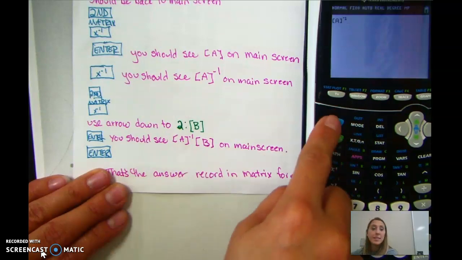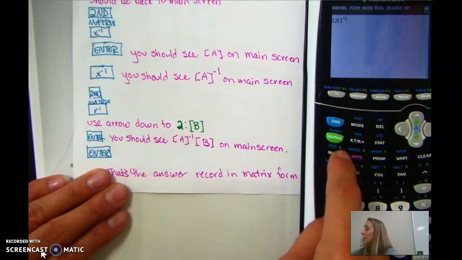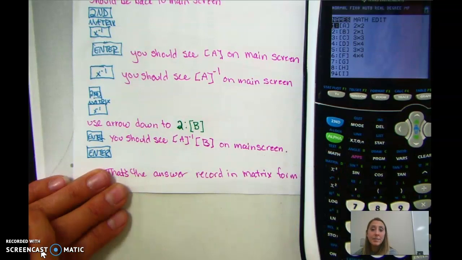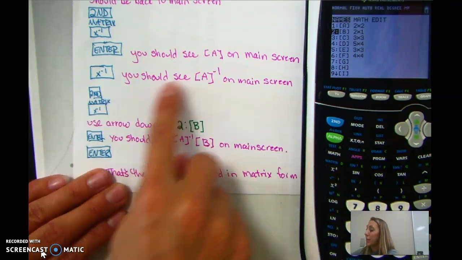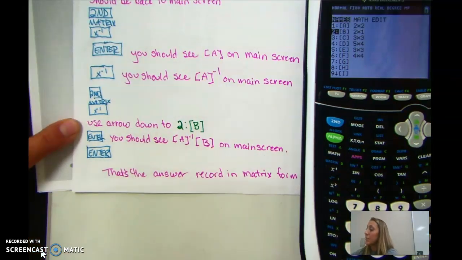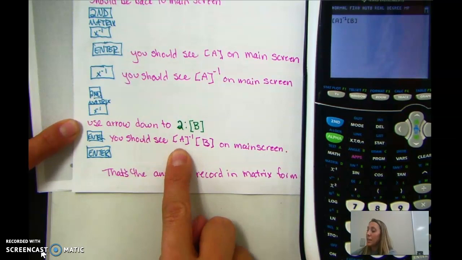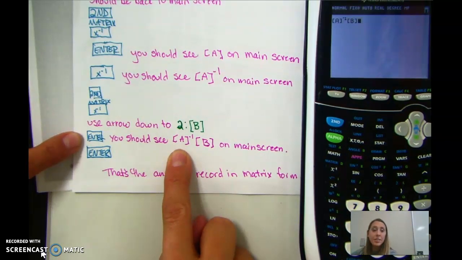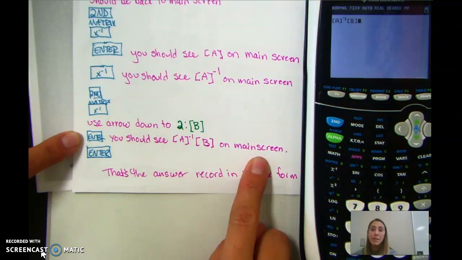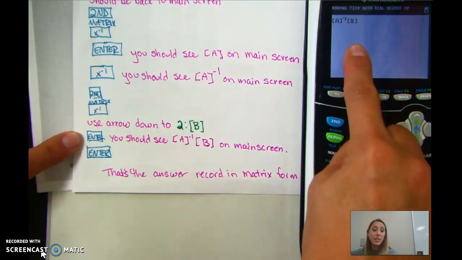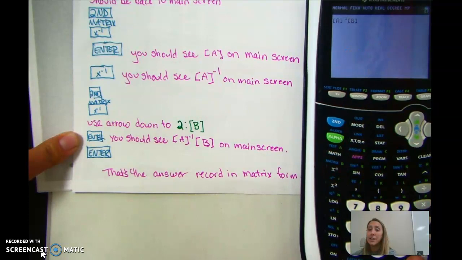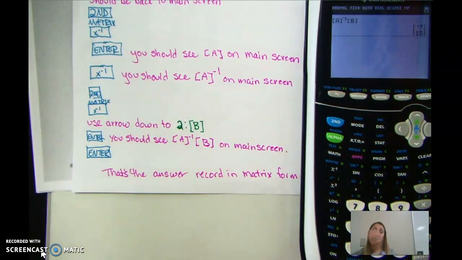Then I'm going to hit second, matrix again, and I'm going to arrow down to B. I hit enter, and I should see matrix A inverse times matrix B on my main screen, and that is what I do see. And then I'm going to hit enter, and that is my answer.